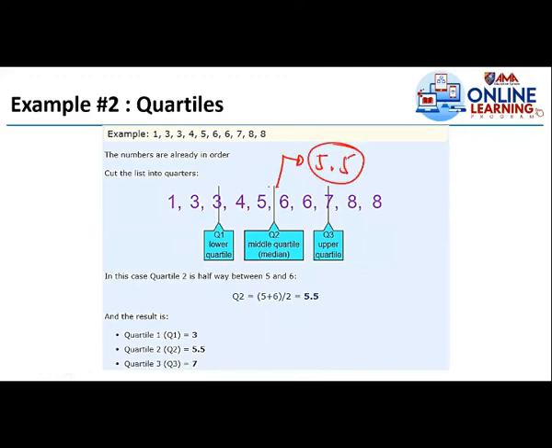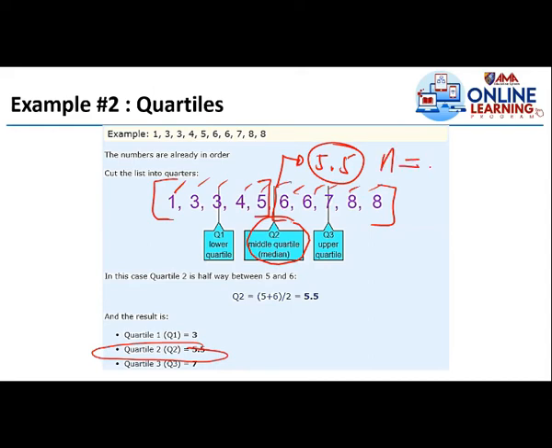So the 5 and 6 is not the median. Therefore, the data is divided into two groups, including 5 and 6. So the 5.5 is in the middle. So we have already gotten quartile 2, which is 5.5, the median. Now, we count this: 1, 2, 3, 4, 5. So they are equal. So the population of each of the new groups is 5.